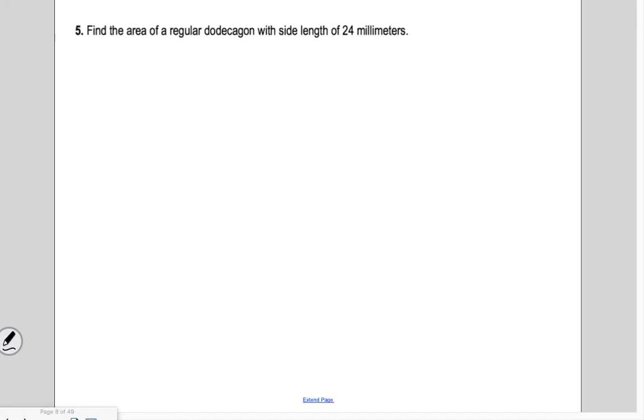All right. One last of these, and then we're moving on to some other concepts. It says, find the area of a regular dodecagon with a side length of 24 millimeters. So think about how to do that. You don't have to draw the entire dodecagon. That's a challenge, right? Just draw a little bit of it.